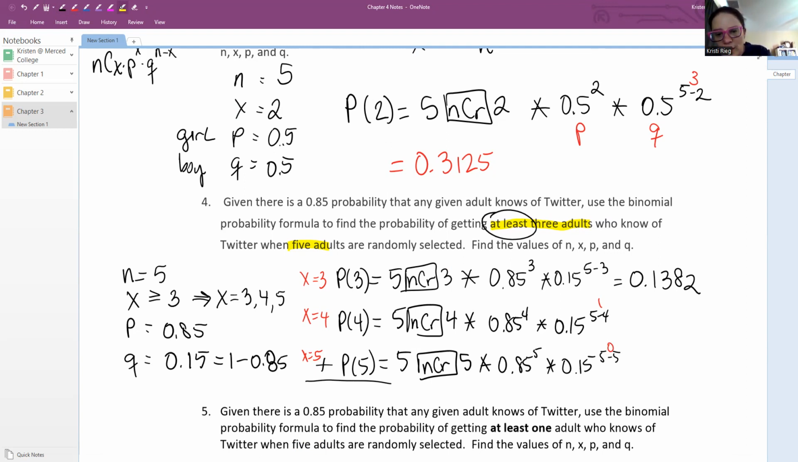All right, so what's different on these problems? 3, 4, 5. That's what's different. So then when we type it into our calculator, that's what we're going to change.